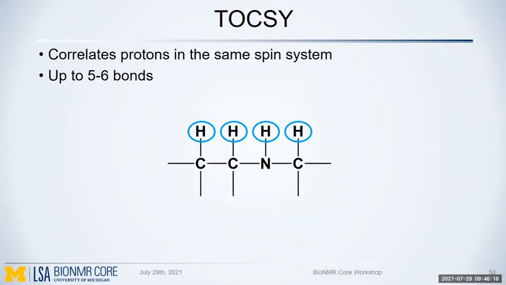So the COSY spectrum gives you short range correlations. If you want to detect long range correlations, you will run TOCSY experiments. These experiments correlate protons in the same spin system that are up to 5 to 6 bonds away. So for this proton showing here on the very left, I will be able to detect its correlation to those other 3 protons because they are 5 to 6 bonds apart.